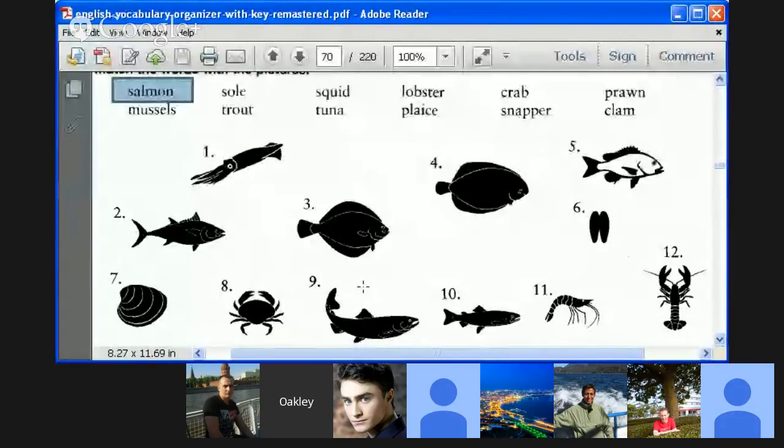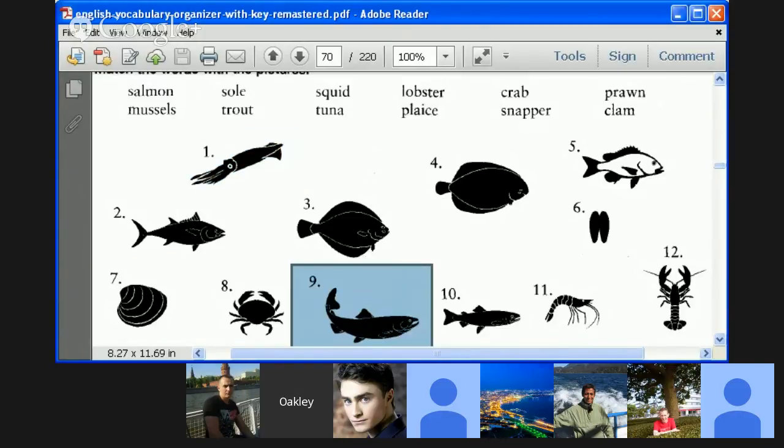Okay. Salmon. This is going to test you guys. This is a little bit tough. Which one do you think is the salmon? Number nine. Excellent. Very good call. Do you like salmon, Mike?